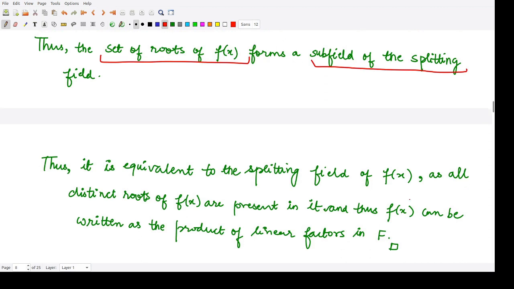Next we have to show that this forms the splitting field. It is quite obvious that because all these roots are distinct, and the given polynomial can be written as the product of linear factors in F, the field is the splitting field of f of x. Therefore the given field is represented by the splitting field of the given polynomial f of x.